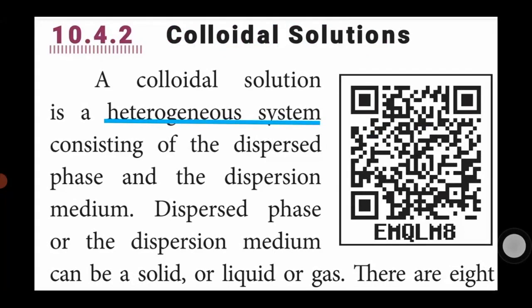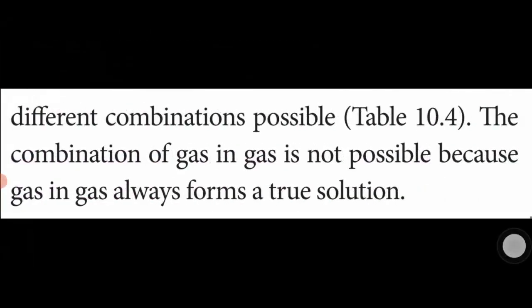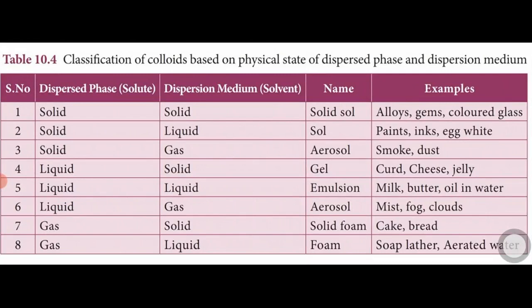What is colloidal solution? Colloidal solution is a heterogeneous system. This system consists of two phases, namely dispersion phase and dispersion medium. The dispersion phase and dispersion medium can be solid, liquid or gas particles. See this tabular column. These are the 8 combinations of different dispersion phase and dispersion medium to form a colloidal system.